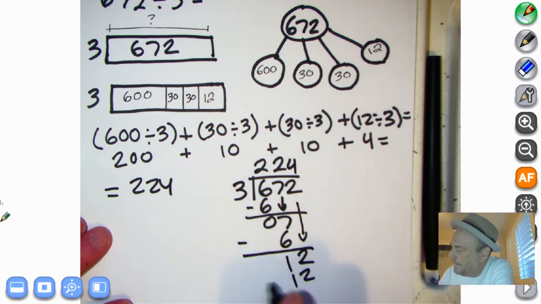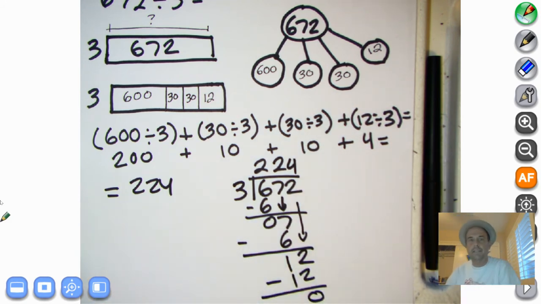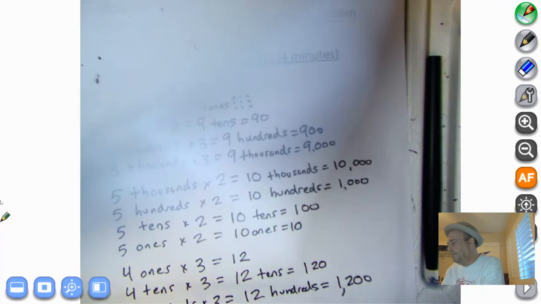3 times 4 is 12. And look, there is our answer. Isn't that fabulous? What I think we're going to do, no, we got time. Let's do the next concept development.